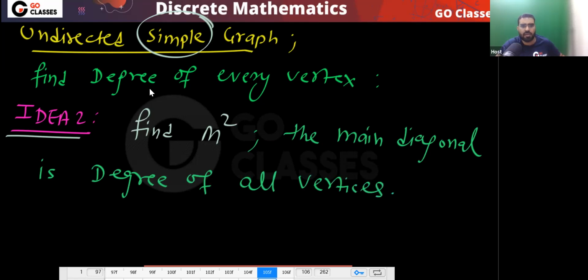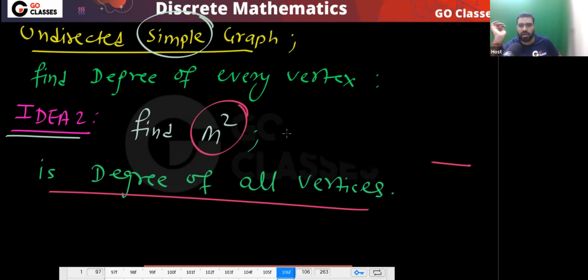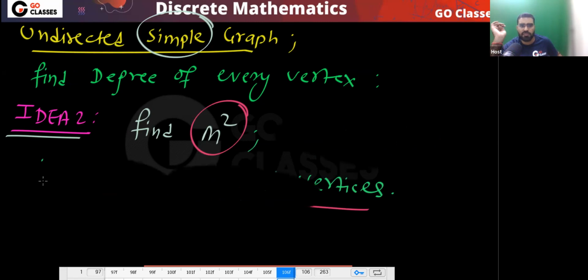That's it. Did you understand? Please tell me yes or no. Find M square. In this M square, the main diagonal is basically the degree of all the vertices. Just find the M square for this graph.